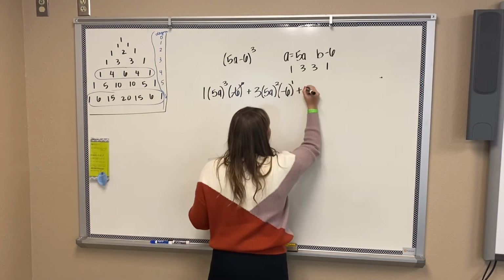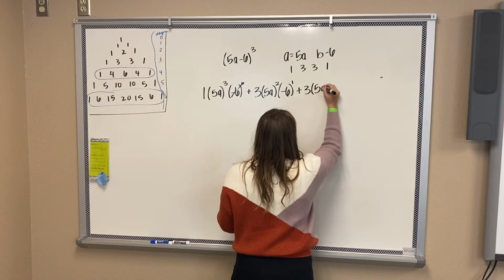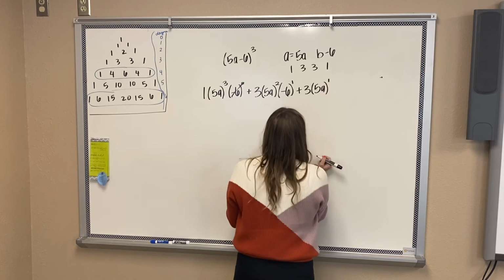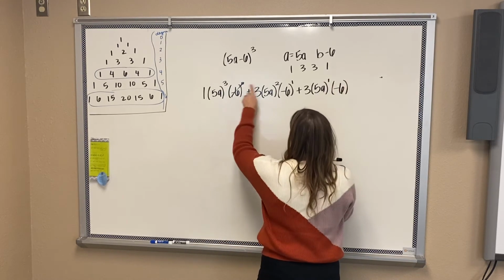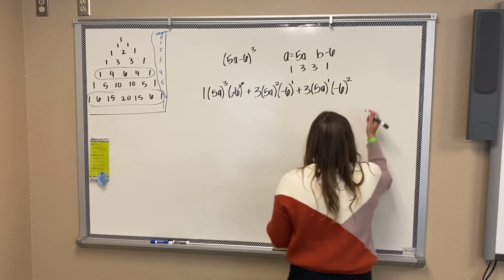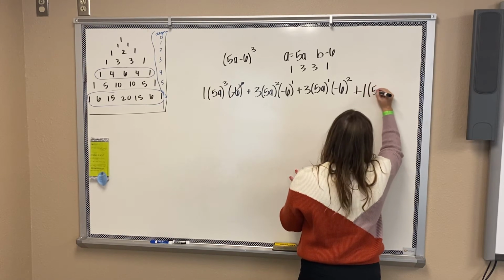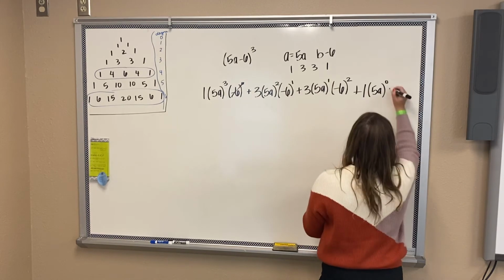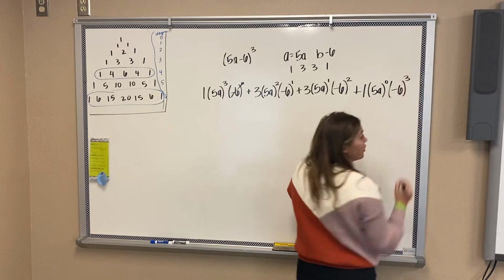Okay, next we have 3 times 5a, 3, 2, 1, times b, which is negative 6, and it's 0, 1, 2. Okay, and lastly we have our plus 1, 5a to the 0 power, 3, 2, 1, 0, times negative 6 to the 3rd power.